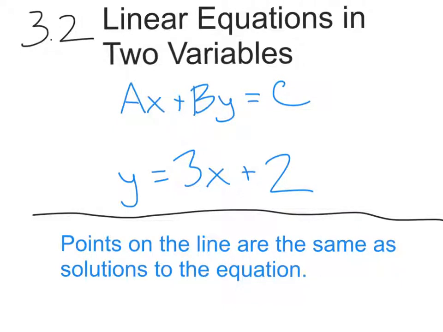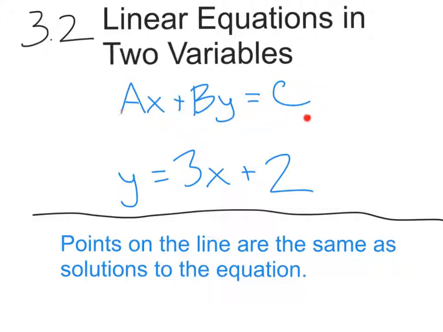This is section 3.2, linear equations in two variables. Here we're going to talk about how to graph equations and what solutions look like when you have an equation with two variables. The general form is ax plus by equals c. a, b, and c are just numbers in this case. x and y are the variables.